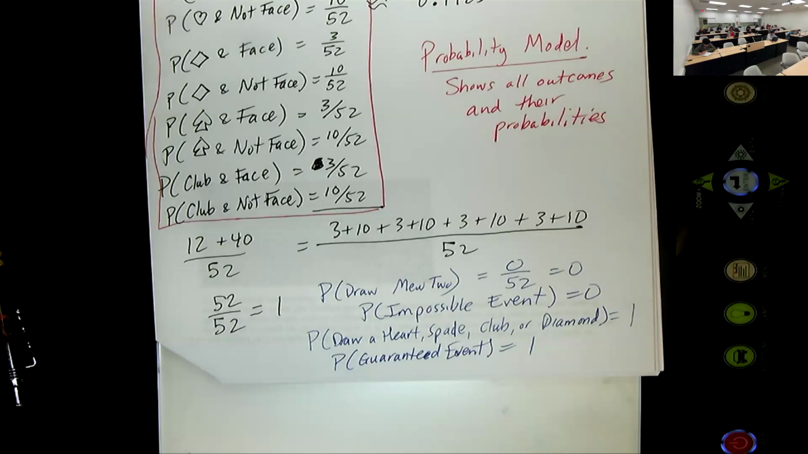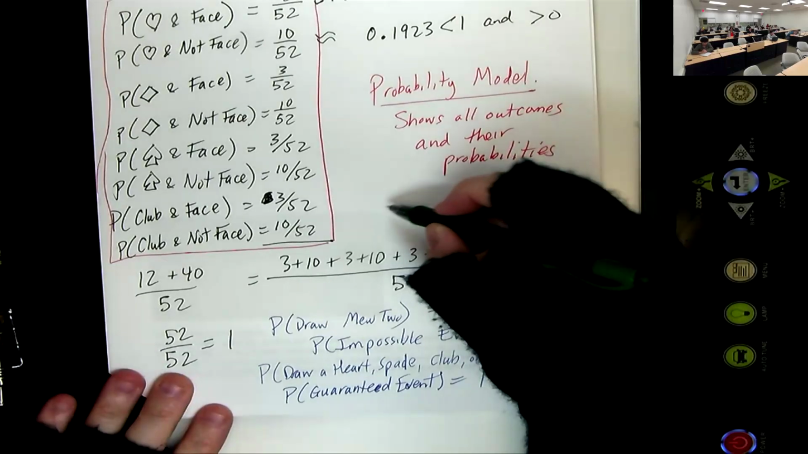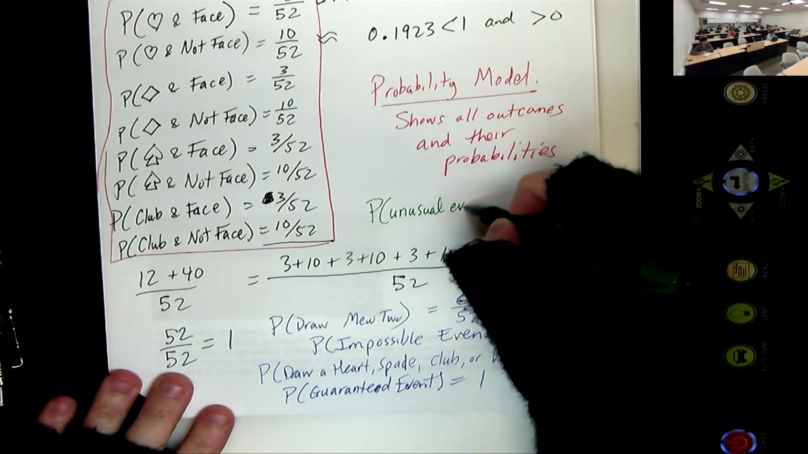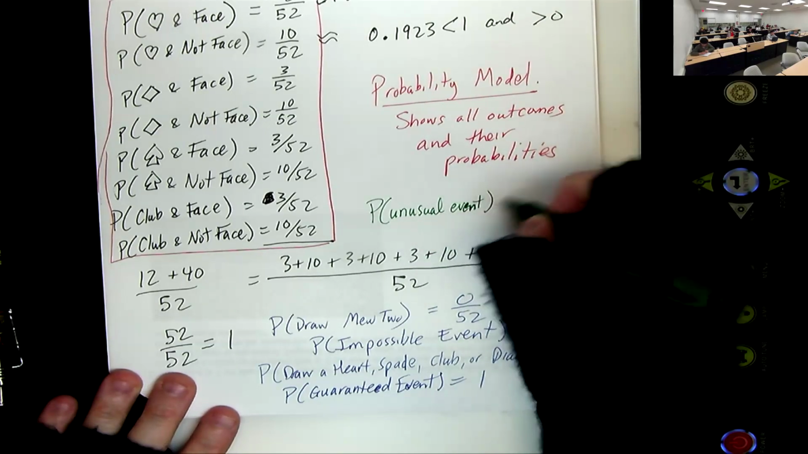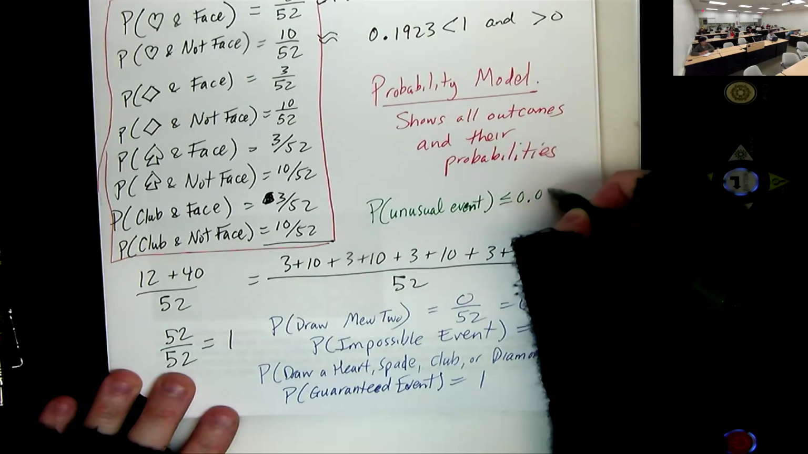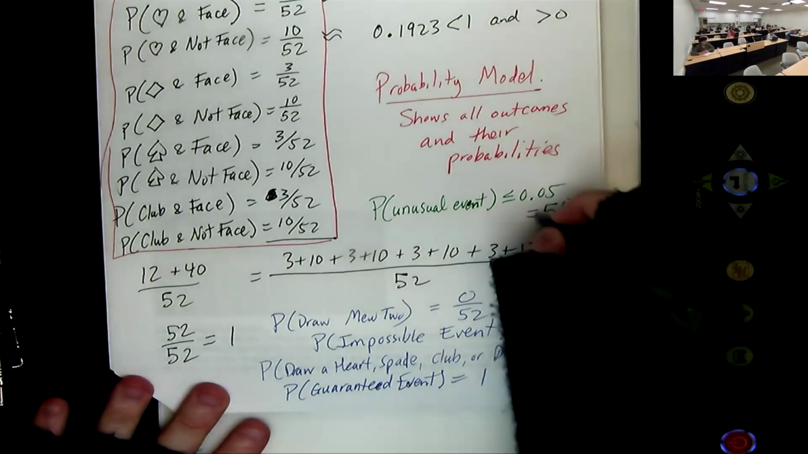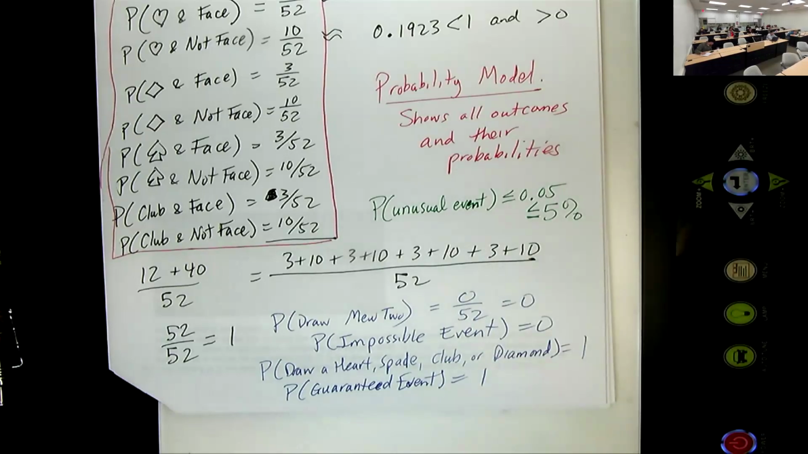So as statisticians and mathematicians in the world, we've just decided to say that the probability of an unusual event, this is how we define unusual, is less than 0.05, which is 5%. So it's an event that occurs less than 5% of the time. Like David shitting his pants in class. It's an unusual event, it hasn't happened. Hopefully it stays in the impossible event zone.